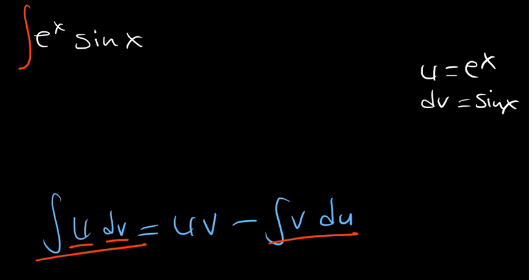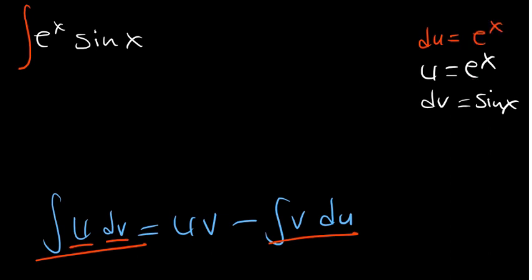Let's go on and determine the remaining parts. If you've got u, you need du. What's the derivative of e to the power x? The derivative of an exponential function e to the power x is multiplying by the derivative of the power. The derivative of x is 1, so if you multiply the entire function by 1, nothing changes. It's just e to the power x.